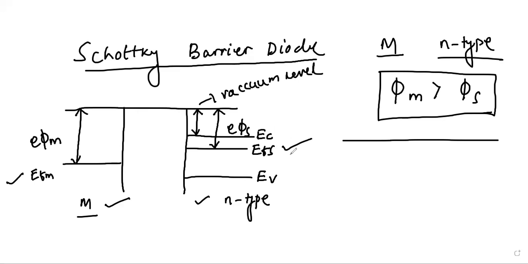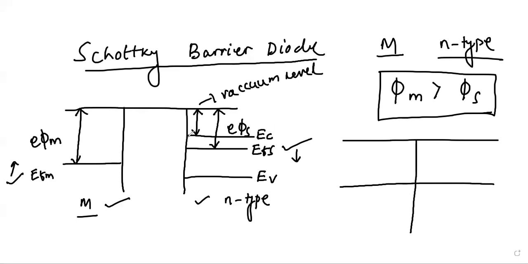When it becomes constant, the Fermi energy level of the semiconductor will go down and the Fermi energy level of the metal will go up, so that it is constant throughout. The first thing we need to show is that the Fermi energy level will be constant throughout.